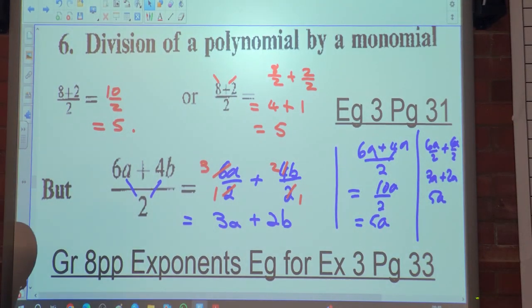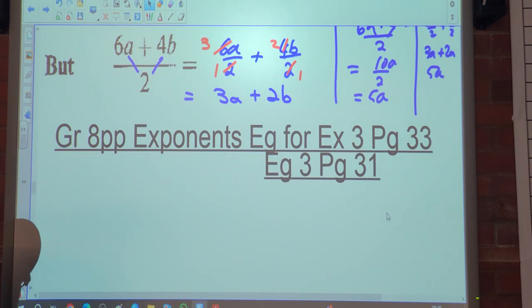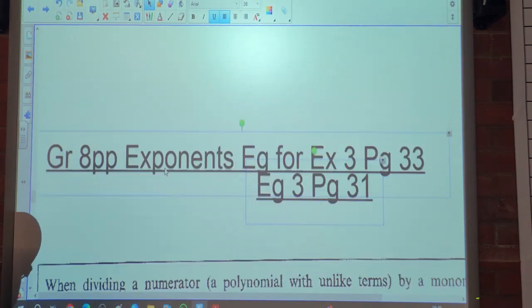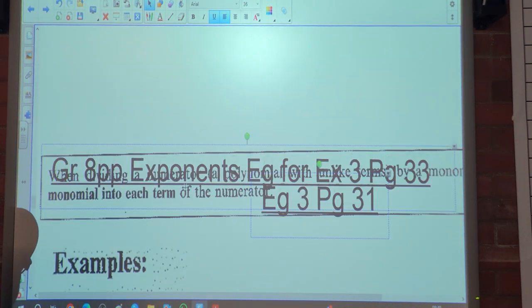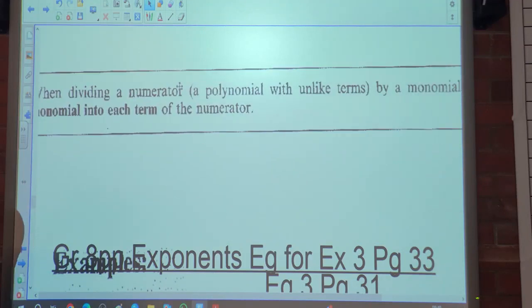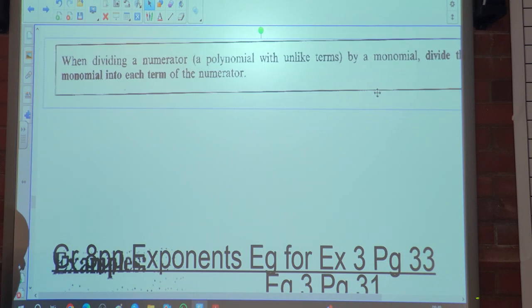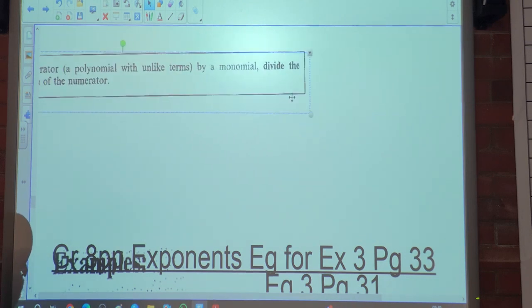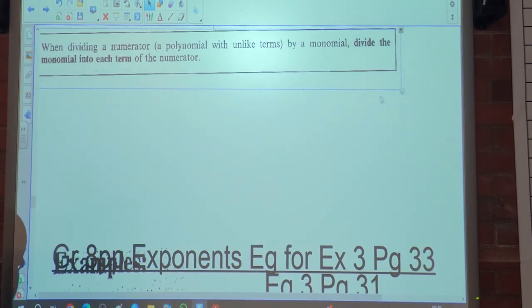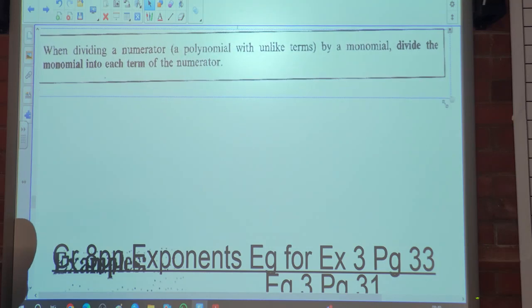Alright. Let's look at the next one. Here's the rule, and I'll give you a chance to write that down. It says here, when dividing a numerator, a polynomial with unlike terms, by a monomial, divide the monomial into each term of the numerator. Okay, I'm going to pause the video again at this point.